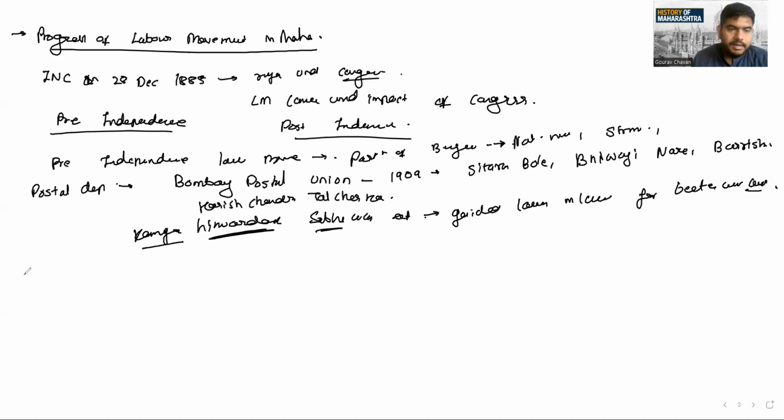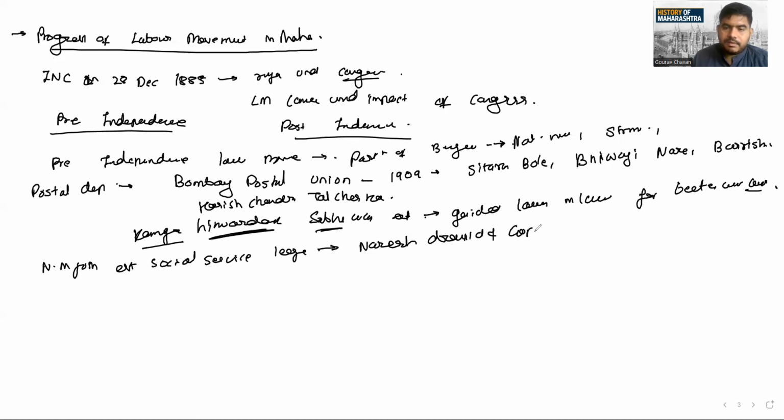Later, a person called N.M. Joshi established the Social Service League. In this, he was also assisted by Naresh Dravid and Gopal Devdar.